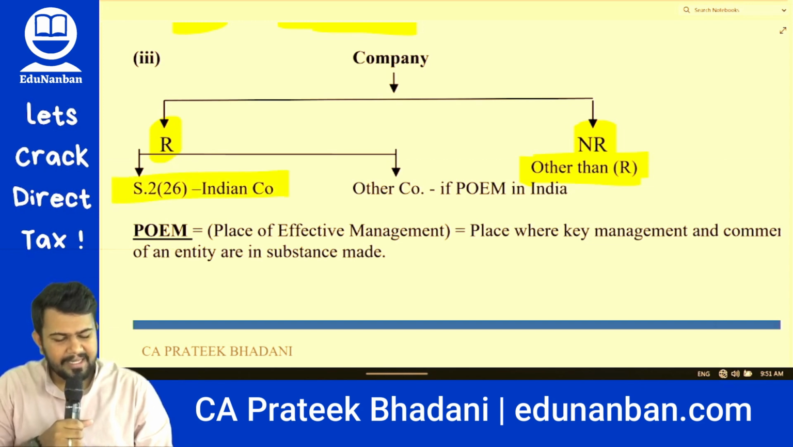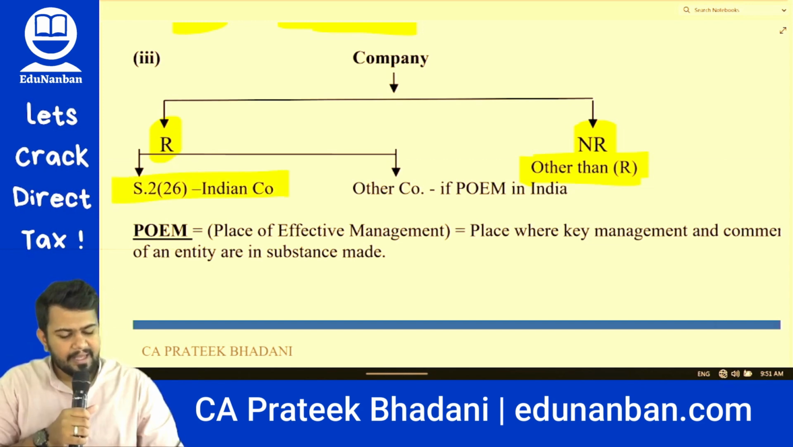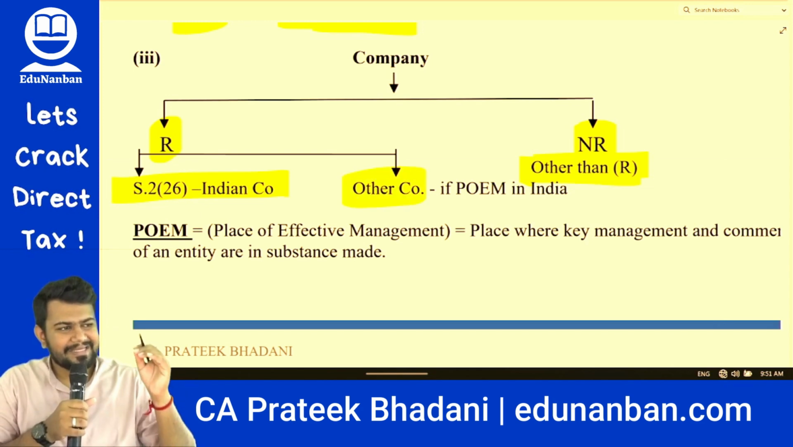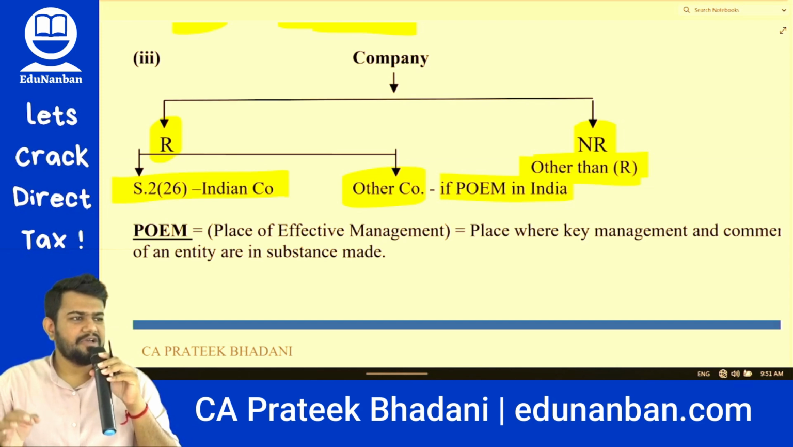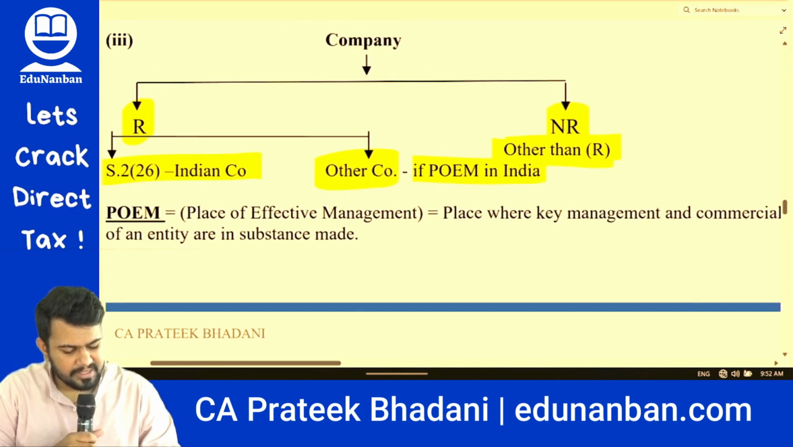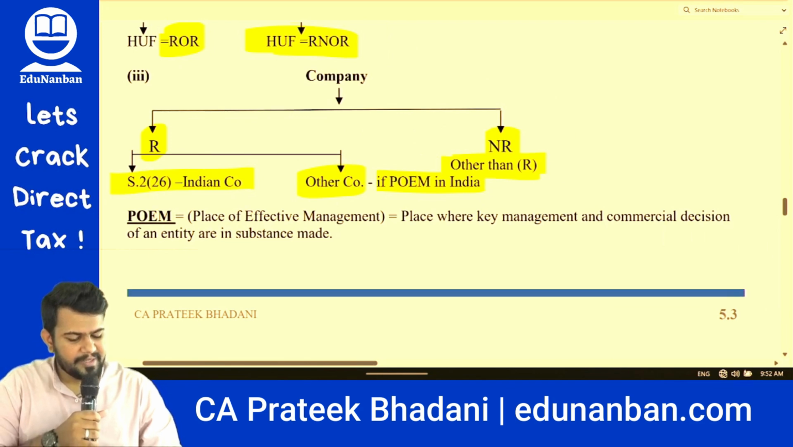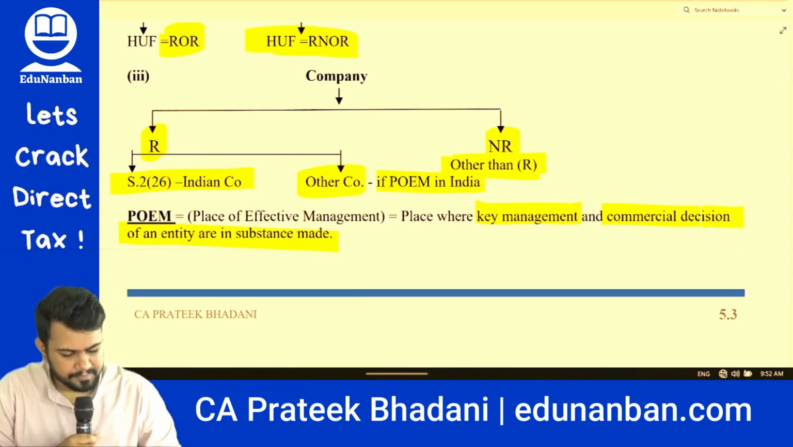Number 1, an Indian company under section 2 clause 26 is a resident, and any other company will be considered a resident if POEM is in India. What is POEM? Place of effective management. Place of effective management is in India. Place of effective management means the place where the key management and commercial decisions of an entity are made.